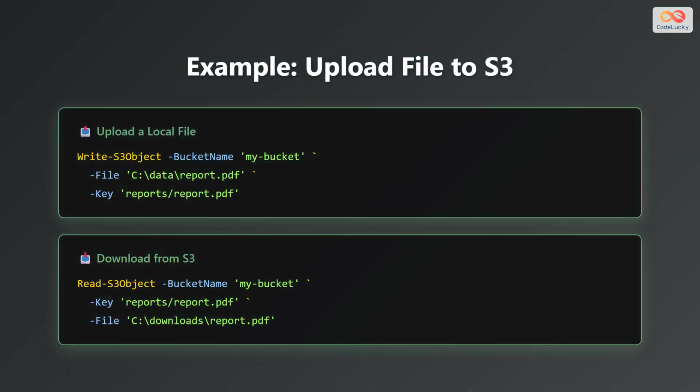Let's see how to upload and download files with S3. To upload a local file, use Write-S3Object with the -BucketName parameter set to your bucket name, like my-bucket. The -File parameter specifies the local file path, such as c:\data\report.pdf. The -Key parameter defines where the file will be stored in S3, like report/report.pdf. To download from S3, use Read-S3Object with the bucket name and key, then specify the destination file path with the -File parameter. These commands make file transfers between your local system and S3 straightforward and scriptable.